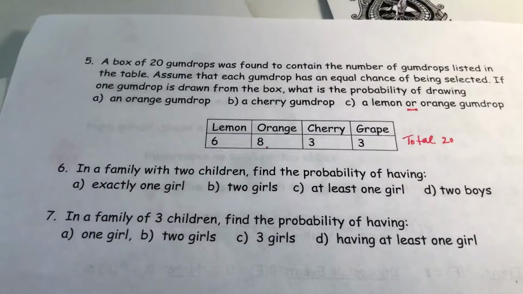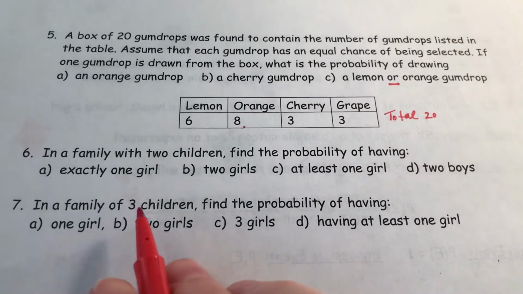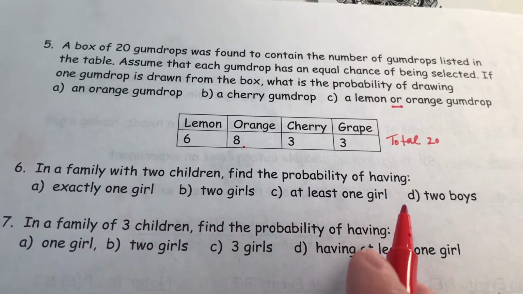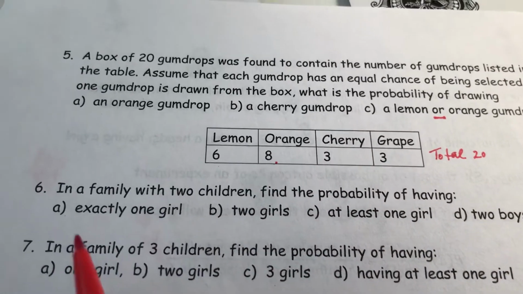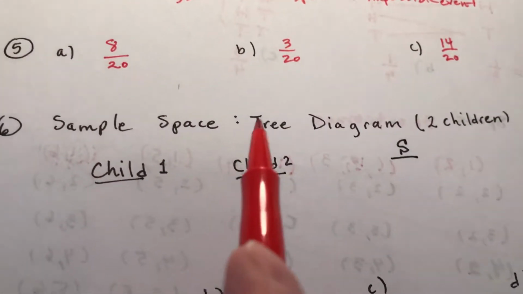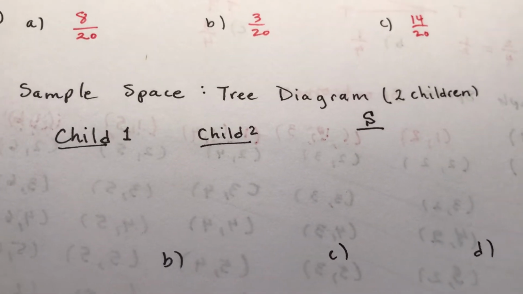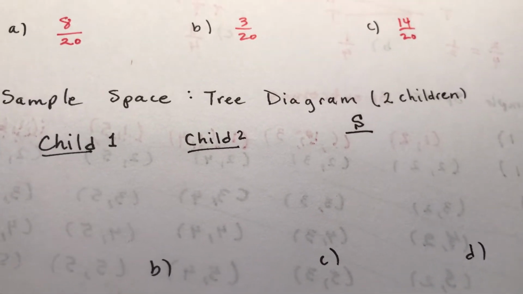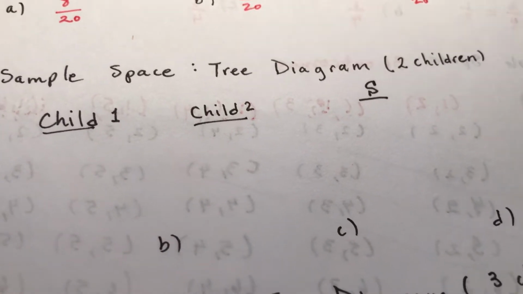Number 6, in a family with 2 children, find the probability of having exactly 1 girl, 2 girls, at least 1 girl, 2 boys. All right, we need a sample space. Here we had a sample space. Now we have to draw a sample space of a family with 2 children. So for the sample space, we're going to use a tree diagram for 2 children, and I would tell you if I want you to draw a tree diagram, because sometimes we do, sometimes we don't. And this is a case where I would.